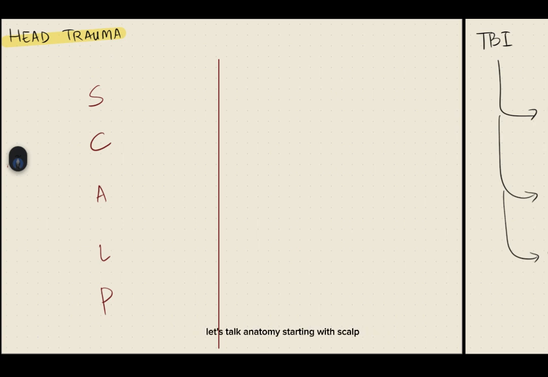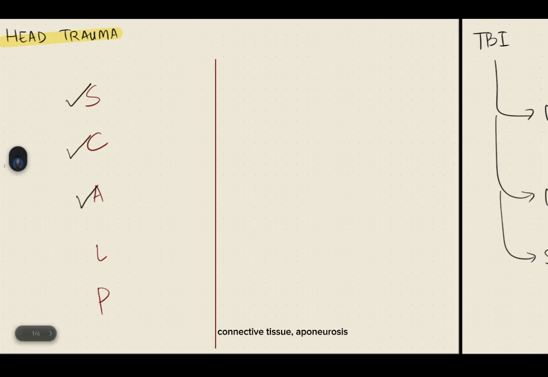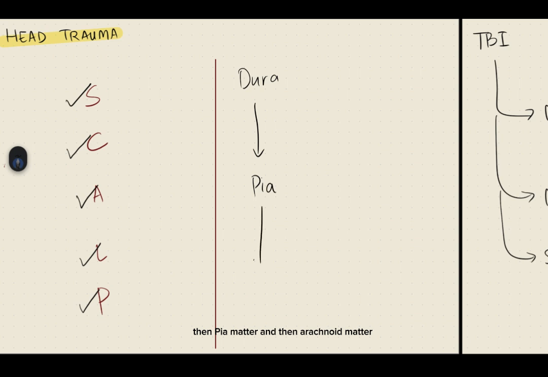First things first, let's talk anatomy. The scalp has five layers: skin, connective tissue, aponeurosis, loose connective tissue, and periosteum, followed by dura mater, then arachnoid mater, and then pia mater.